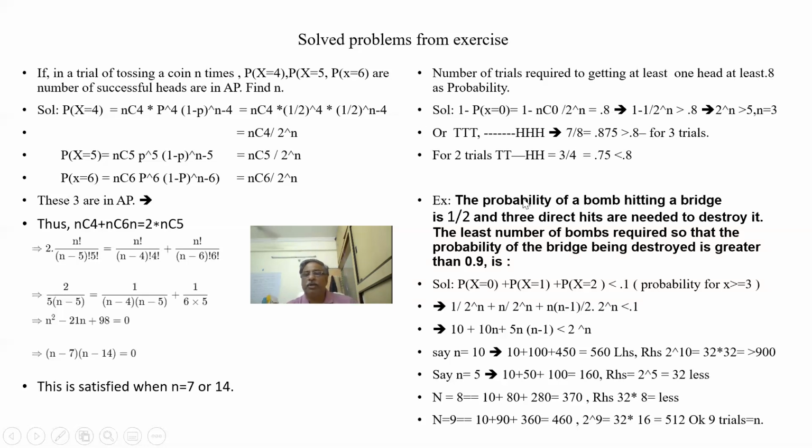Now, the probability of a bomb hitting a bridge is 1 by 2. Half is the probability. Out of 2 bombs, 1 will hit. And 3 hits are required to destroy it. So, the least number of bombs required so that the probability of destroying the bridge is 0.9. Suppose with this half probability, if I drop 6 bombs, I will get 3 hits. Whether it is 6 or 5, what number of trials gives 0.9, let us see.